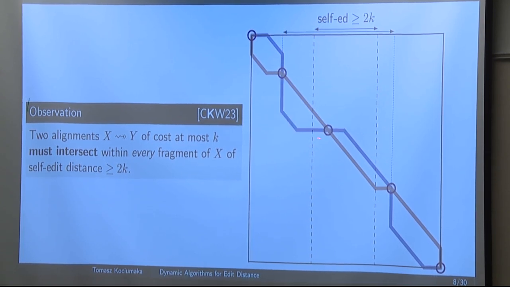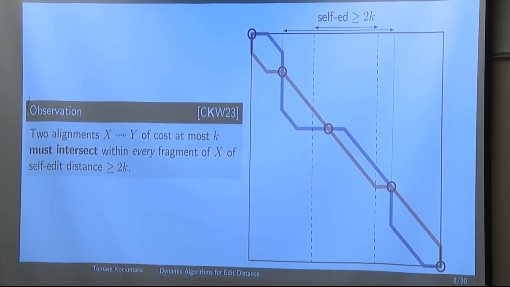If the intersection is already in the middle, we are happy. If it's outside, we repeat the argument with a smaller fragment. But let's say that there is some intersection. So, in other words, in this previous paper, we already observed that whenever you have two cheap alignments, they must intersect within every region of small self-edit distance. And these intersection points let you think of edit distance in a somewhat additive way.